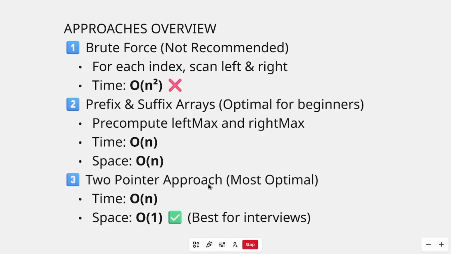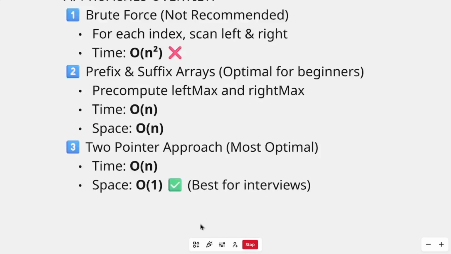The two-pointer approach is the most optimal, and it is best for interviews too. The time complexity is O of n, as we traverse the array only one time, and the space complexity is O of 1. We visit each and every element only one time. So the two-pointer approach is best for interviews.